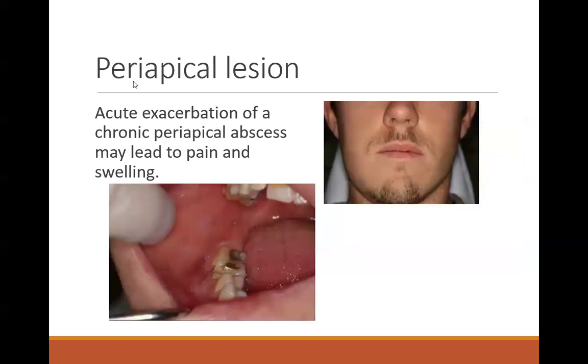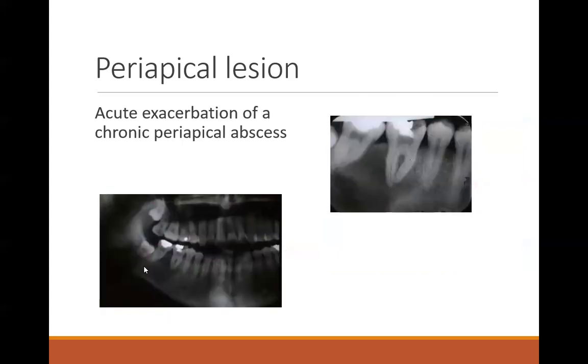For periapical lesions, there's usually acute exacerbation of a chronic periapical abscess, which may lead to swelling. You can see the swelling in this patient's face here, and pain. It doesn't always end up like this, but it can if there's acute exacerbation. And you can see there's a lot of bone deterioration around that apex there.